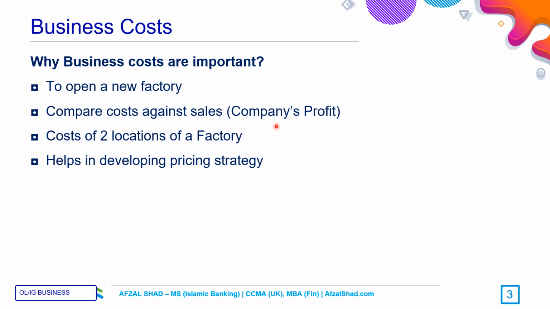For example, if the revenue is increasing from 10,000 to 12,000, listen carefully, the sales are increasing from 10,000 to 12,000, but the costs are increasing from 8,000 to 12,000. What does that mean? That sales have increased by 2,000 only, whereas the cost has increased by 4,000. That is way higher than the revenues.